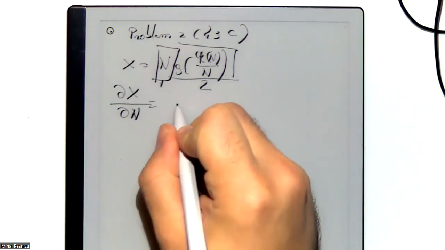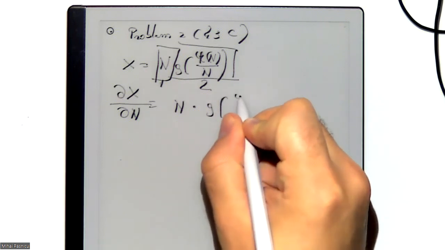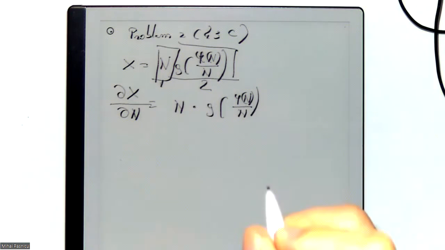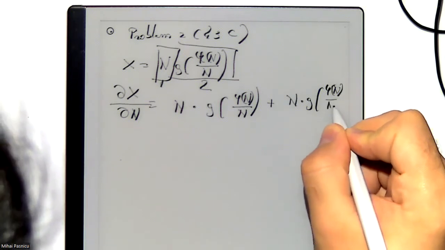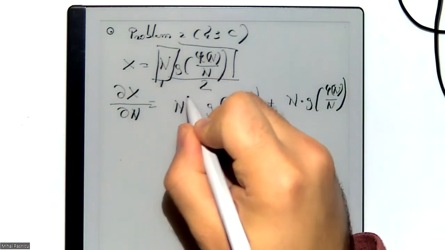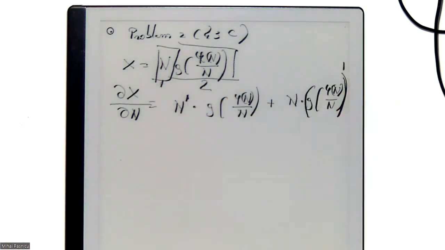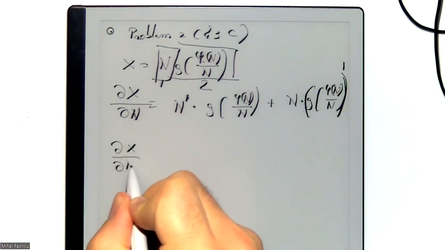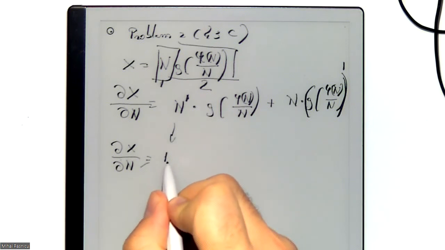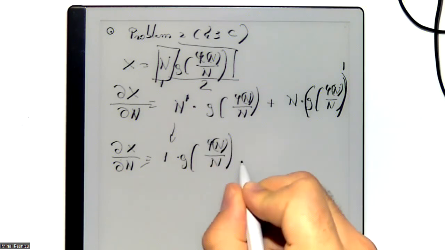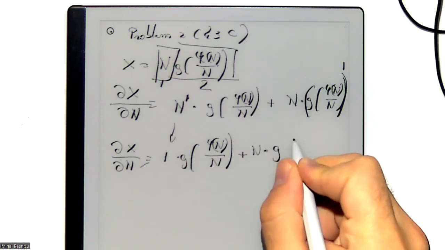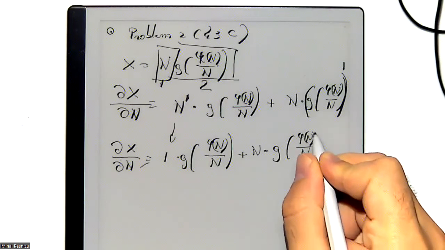So what's the product rule? It's n g p of n over n plus n g p of n over n. The way you do it, I think you just say derivative of this and then derivative of this. Everyone agree with what I did? Just a product rule, nothing special. Now let's see what I got. The derivative of n is just 1, so I'm not even going to write it, plus n times g prime of phi of n over n.